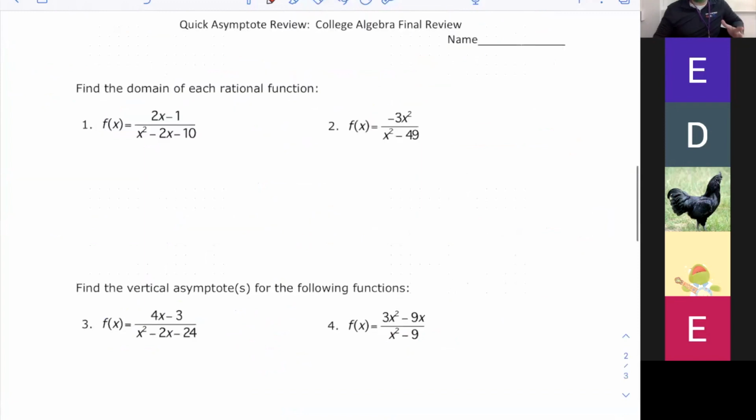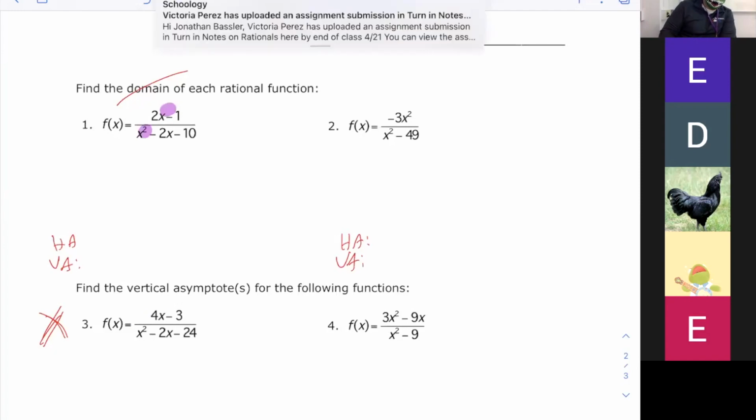All right. So again, I want you guys to get a feel for this. So instead of finding a domain, I want you guys to find the horizontal and vertical asymptotes. You guys are going to do these on your own, and then that's it. I said it was quick notes today. So looking at number 1 and 2, first, the exponents. This is to the first power. This is to the second power.